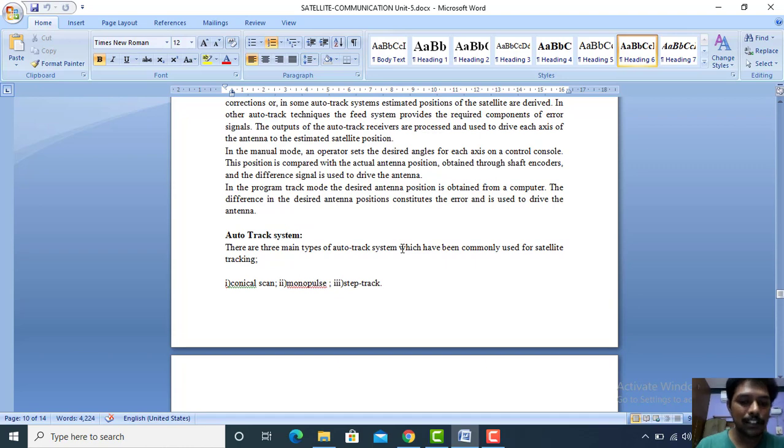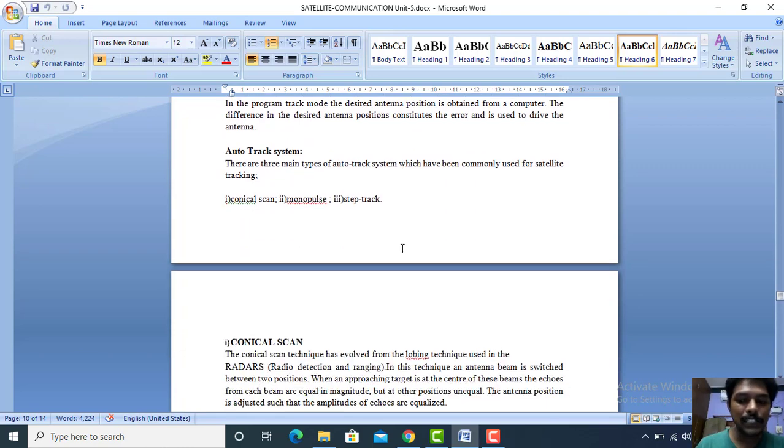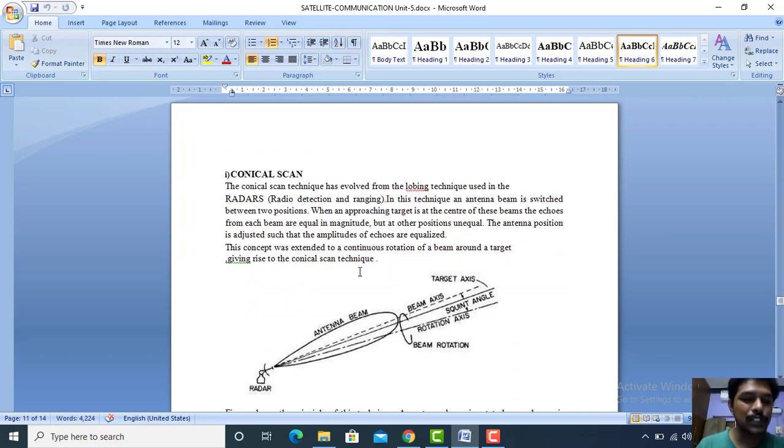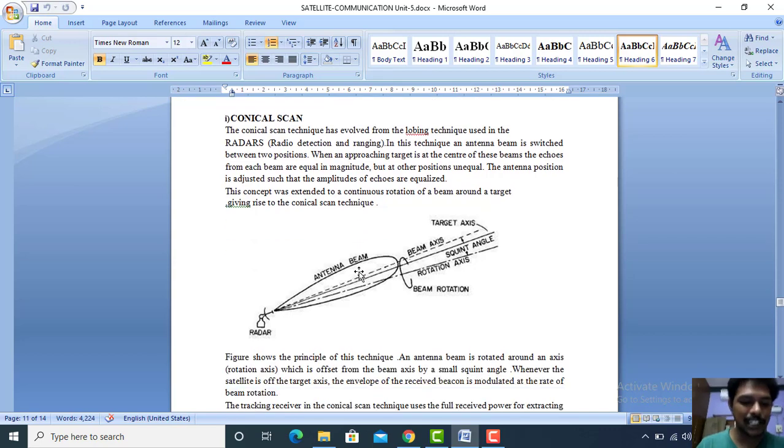The auto track system is commonly used in three types of tracking. One is called conical scan, the second is called monopulse, and the third is called step track. Conical scan is nothing but, I will show you the figure. Look at this figure clearly.